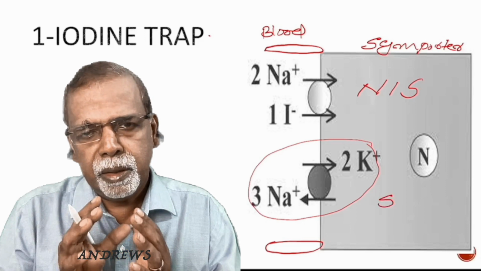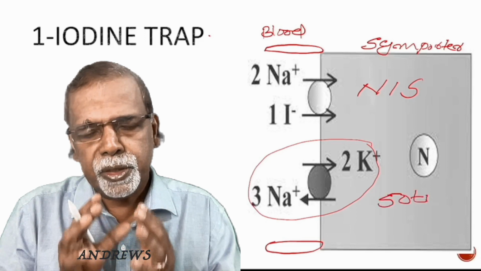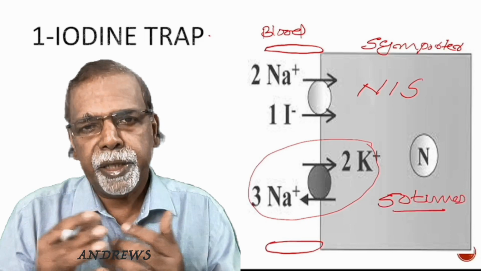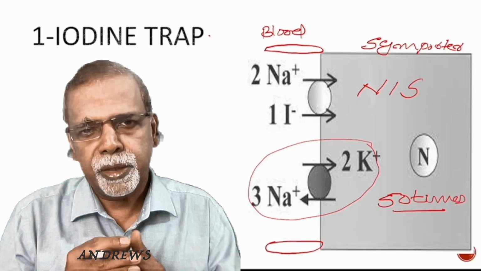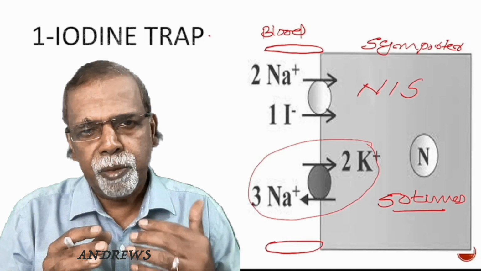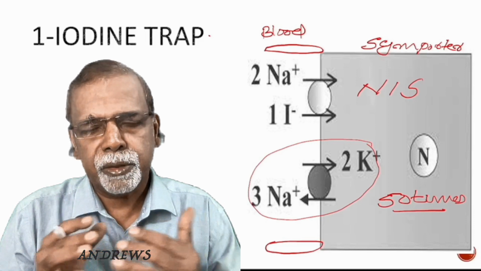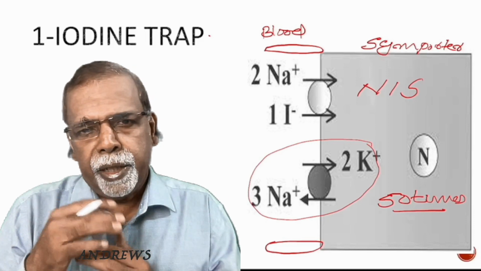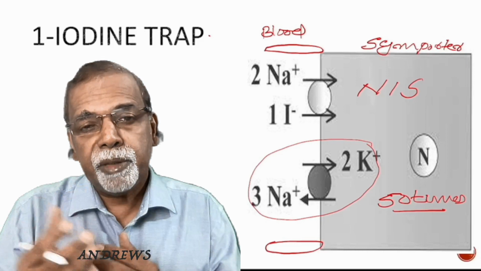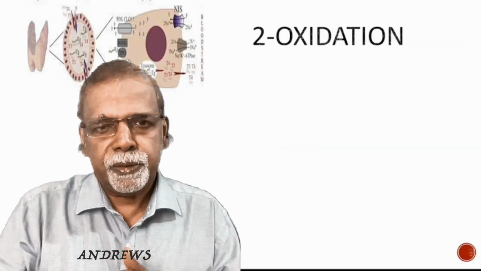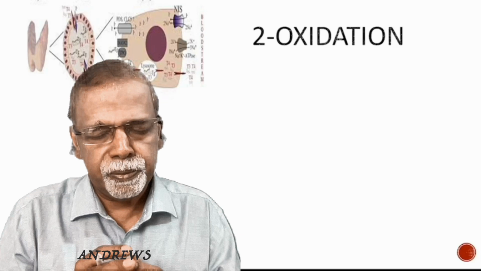And this concentration can be 50 times. That is the usual thing that is seen in the thyroid follicle. That is 50 times more than that of the blood. It is concentrated. At times of need, this can be increased even up to 250 times. Hope this point is clear to you.